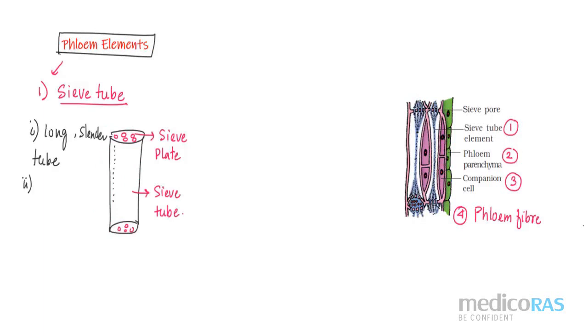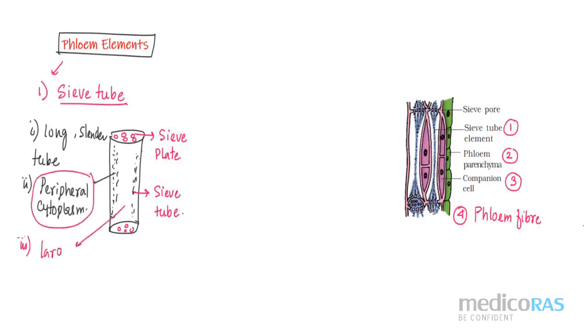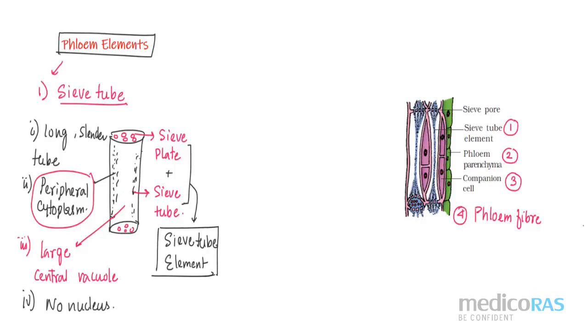Its cytoplasm is present towards the peripheral area as it has a large central vacuole, but it has no nucleus. Interestingly, this is a question packet: the sieve plate and the sieve tube together are known as the sieve tube element. So please remember the concept because the sieve tube element is there in your NCERT textbook diagram. The sieve tube element is nothing but the sieve plate and the sieve tube all together.